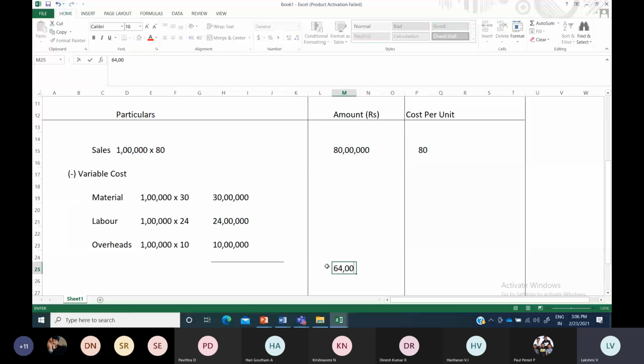This is known as profit. So you will be getting profit of rupees 10 lakh here. Okay. So just now, we have filled only the amount column. Even you require the per unit column because they have given in your question break even point in units, everything.